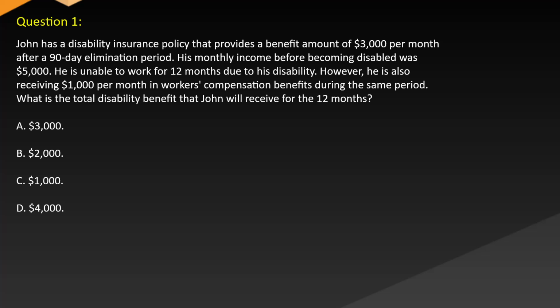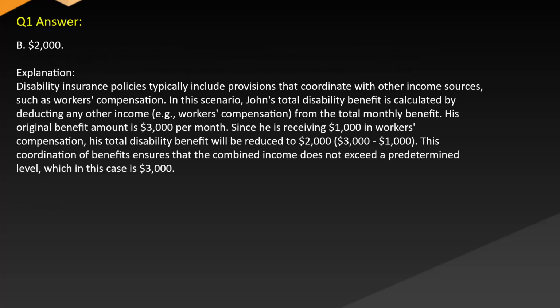A. $3,000. B. $2,000. C. $1,000. D. $4,000. Answer: B. $2,000. Explanation: disability insurance policies typically include provisions that coordinate with other income sources, such as workers' compensation.